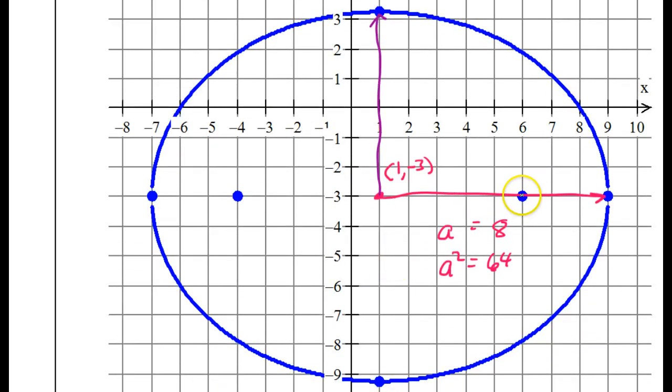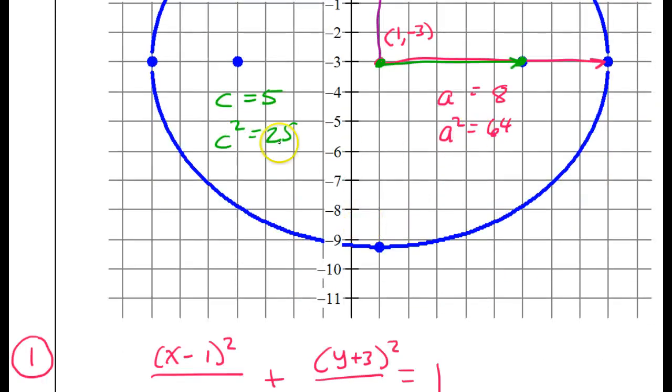Instead, I'm going to use the c value. All right, here is a focus. The distance from the center to a focus is the c value. So this is 1, 2, 3, 4, 5. So I see that the c value is 5. That means that c squared is 25.